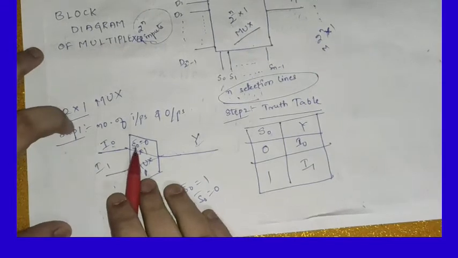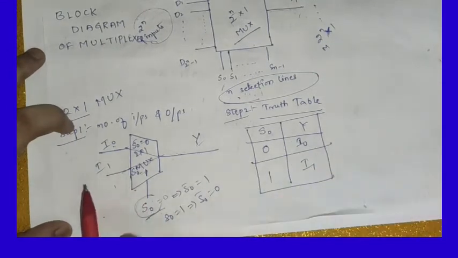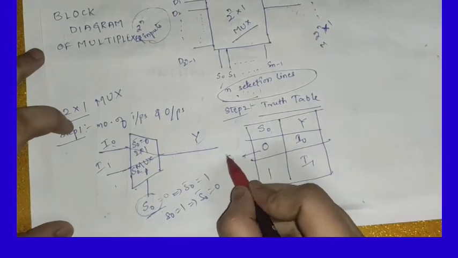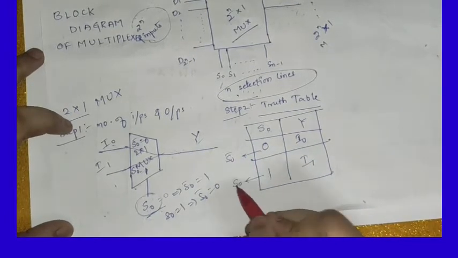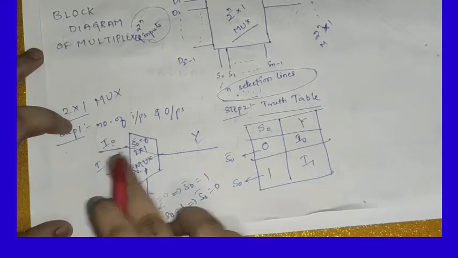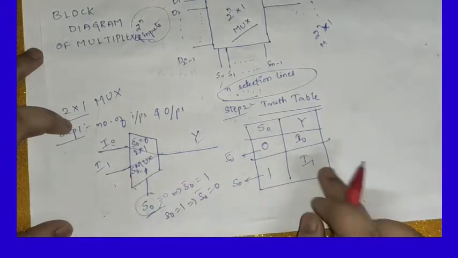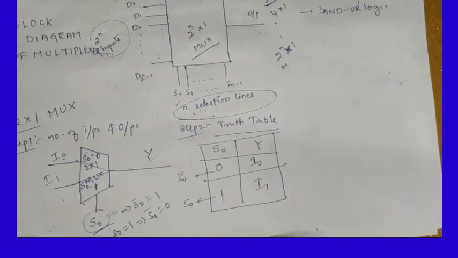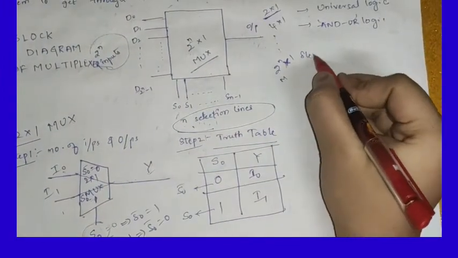So if you write S0 bar and S0 here, then this 0 indicates S0 bar, right? And this 1 indicates S0. So for S0 bar, I0 is selected and for S0, I1 is selected. In this way, after the truth table, our step 3 is writing the Boolean expression.